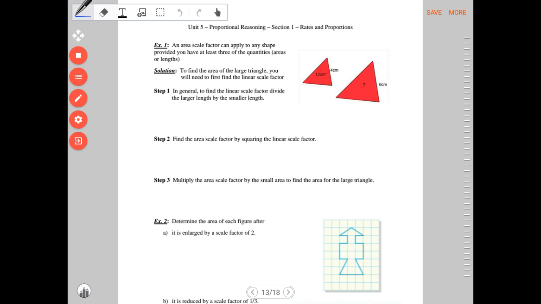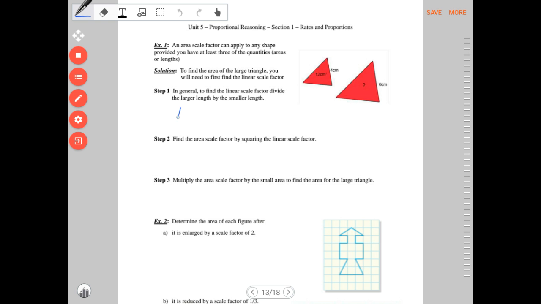An area scale factor can apply to any shape provided you have at least 3 of the quantities, areas or lengths. Okay, so the solution here: to find the area of the large triangle, you need to find the linear scale factor. Step 1. In general, to find the linear scale factor, divide the larger length by the smaller length.